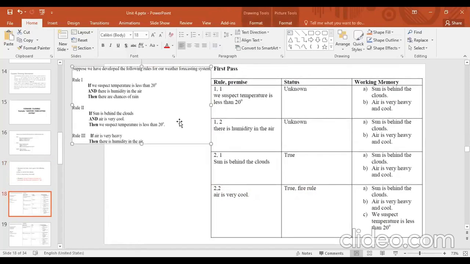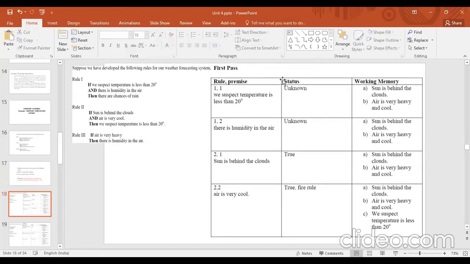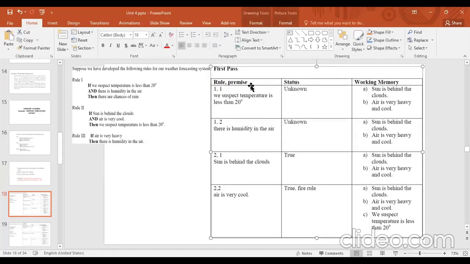Okay, now we start with rule number 1. Here is the rule that I already wrote and explained, rule 1, rule 2 and rule 3. Now the first pass. One by one I start with the prediction of our system. In this table you can see the rule, status and working memory. We have 2 facts, that is the sun is behind the cloud and the air is very heavy and cool. This is the fact given in the initial state, and I also wrote the 3 rules that are given to our system, right? And what is status?